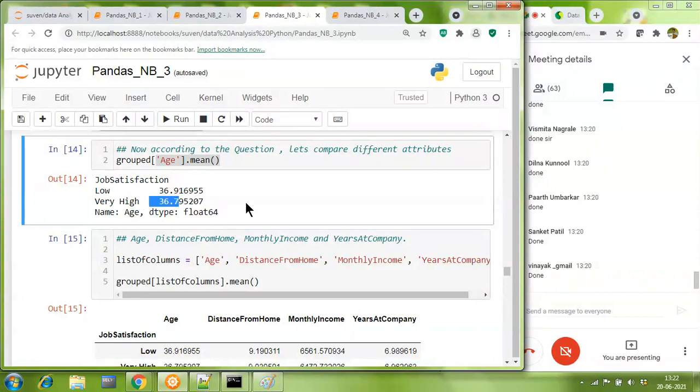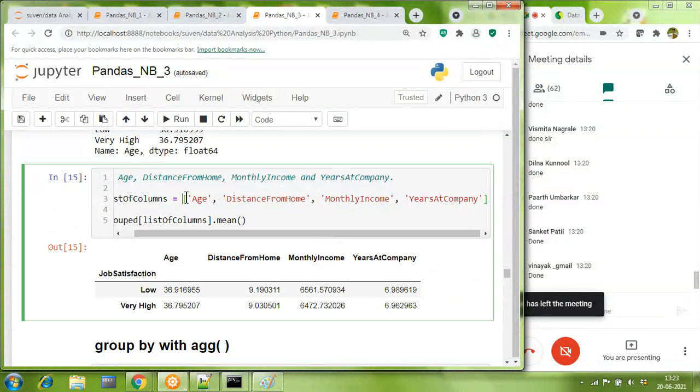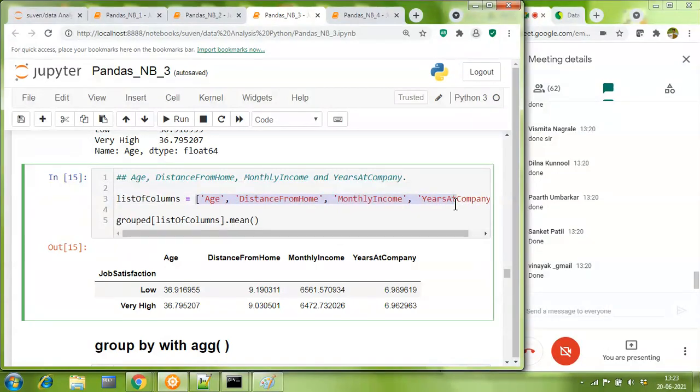Okay. Now, instead of doing this one by one with respect to every column, why can't we make a list of columns? Yes, we can. And once you make a list of columns, it's super easy then. Once you make a list of columns, we can straight away go ahead and take a mean over it. Notice how the answer comes.